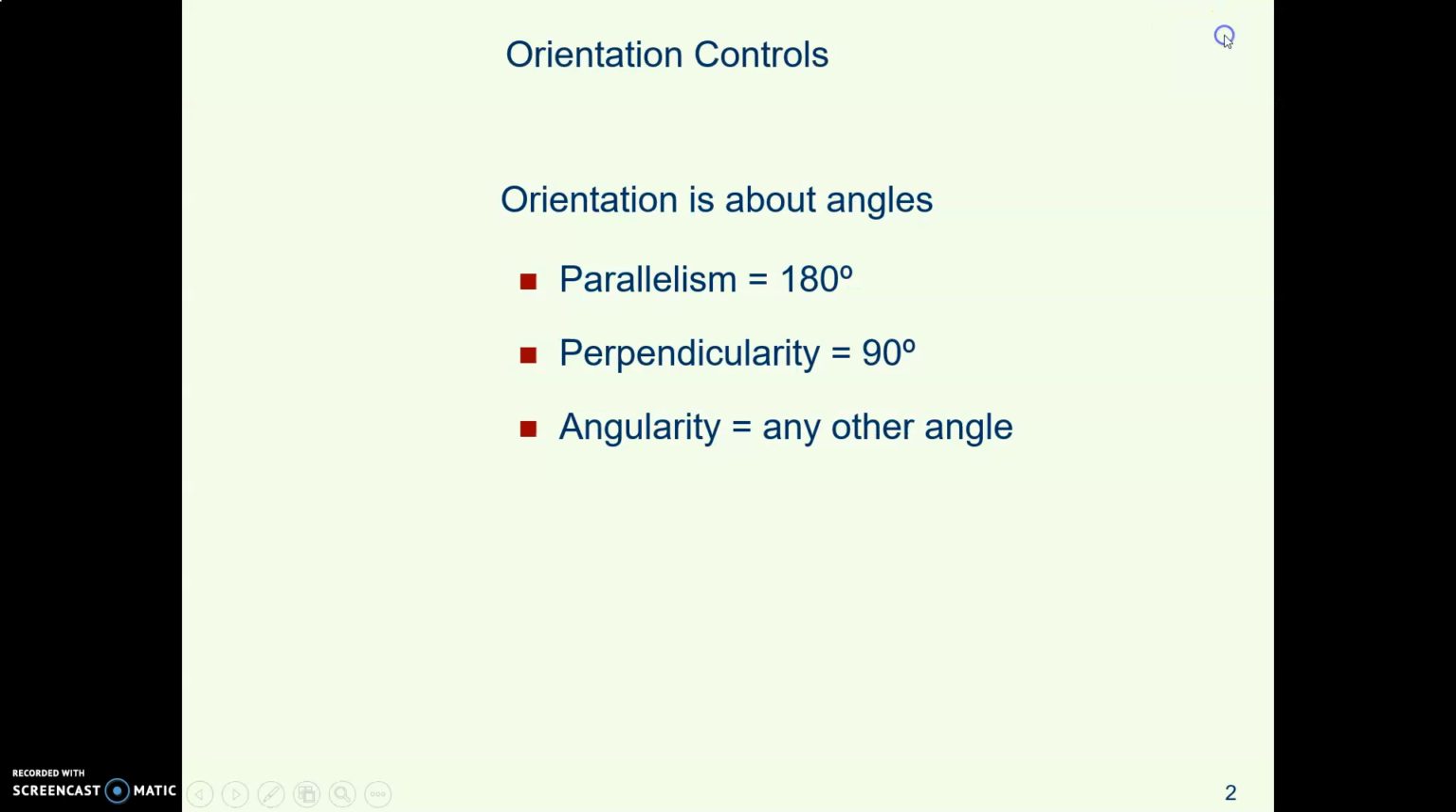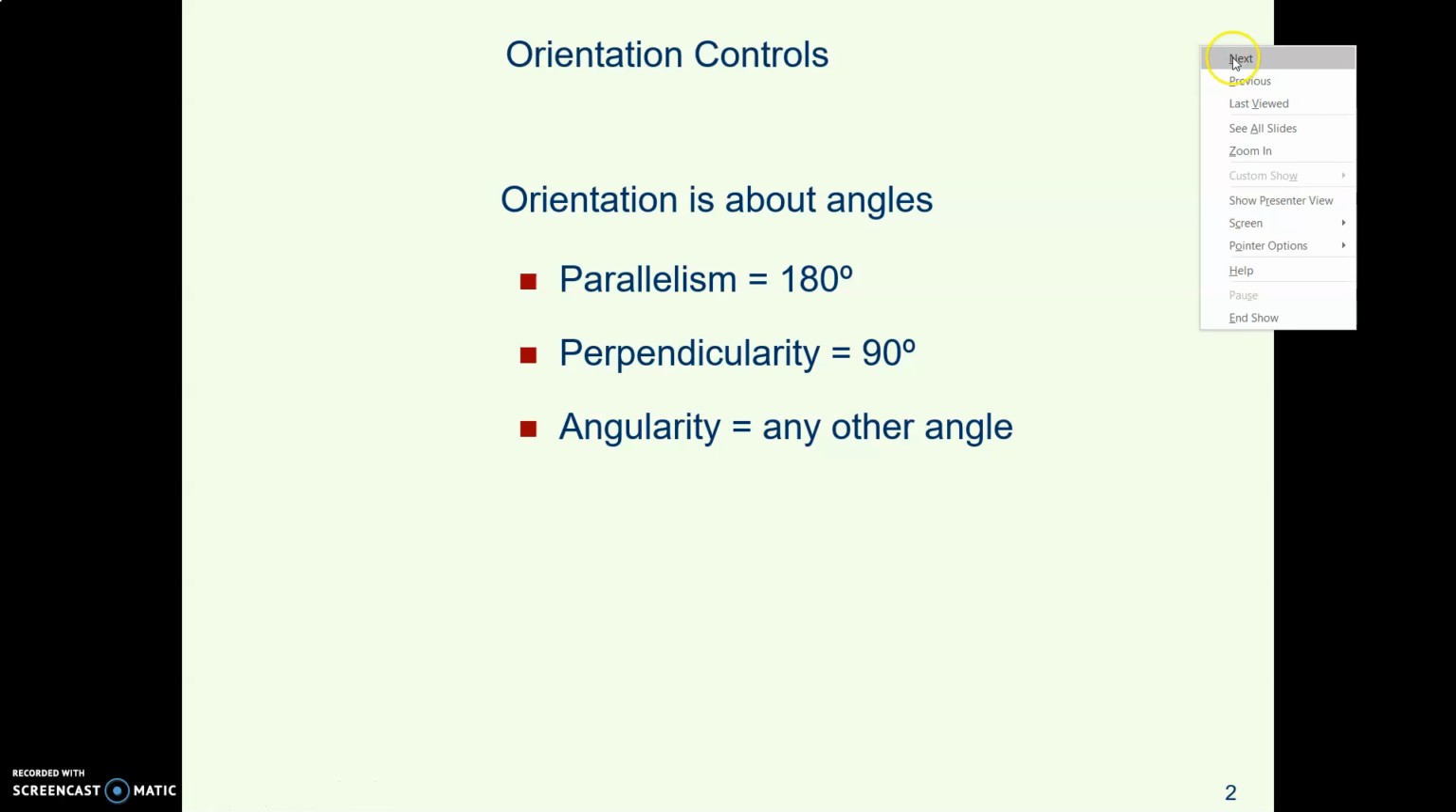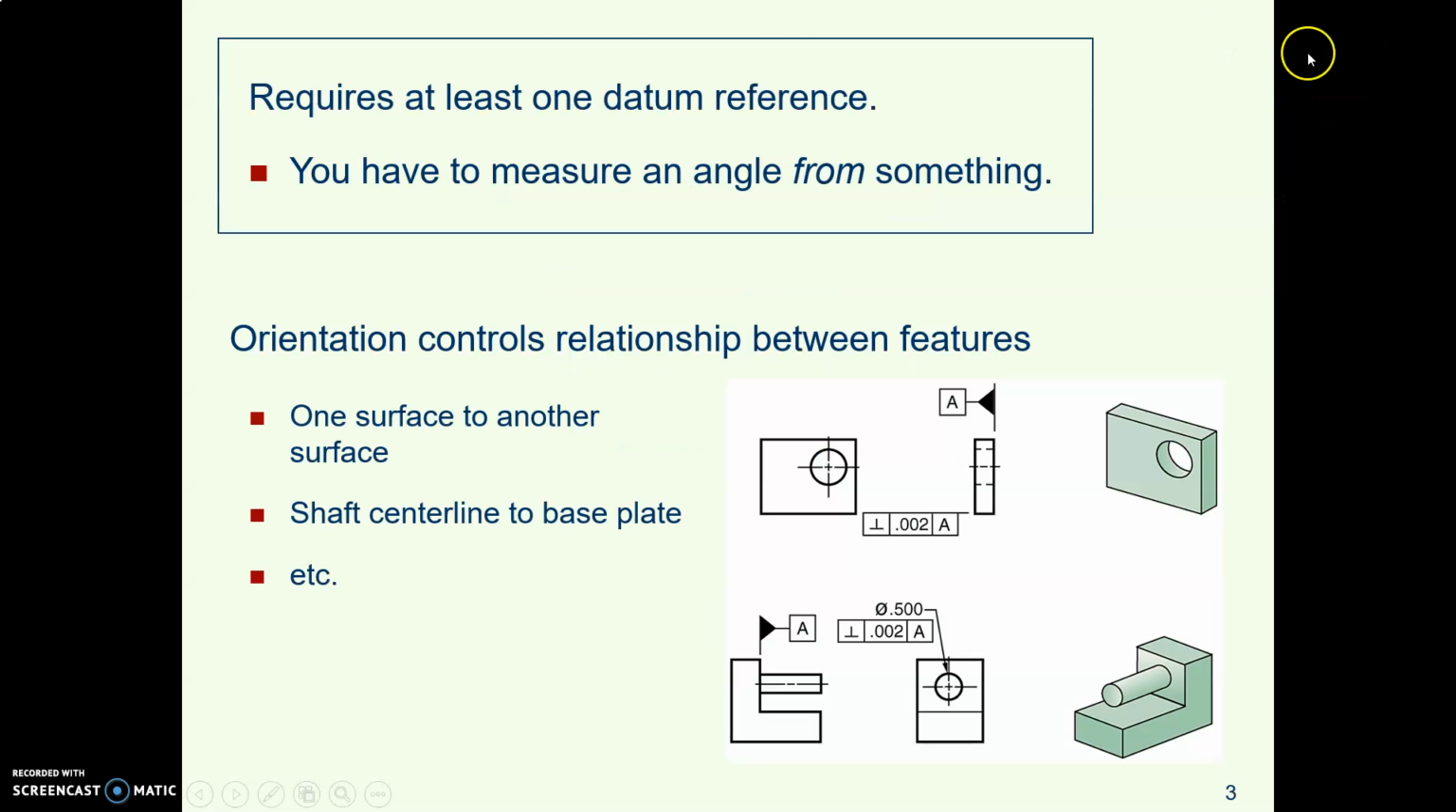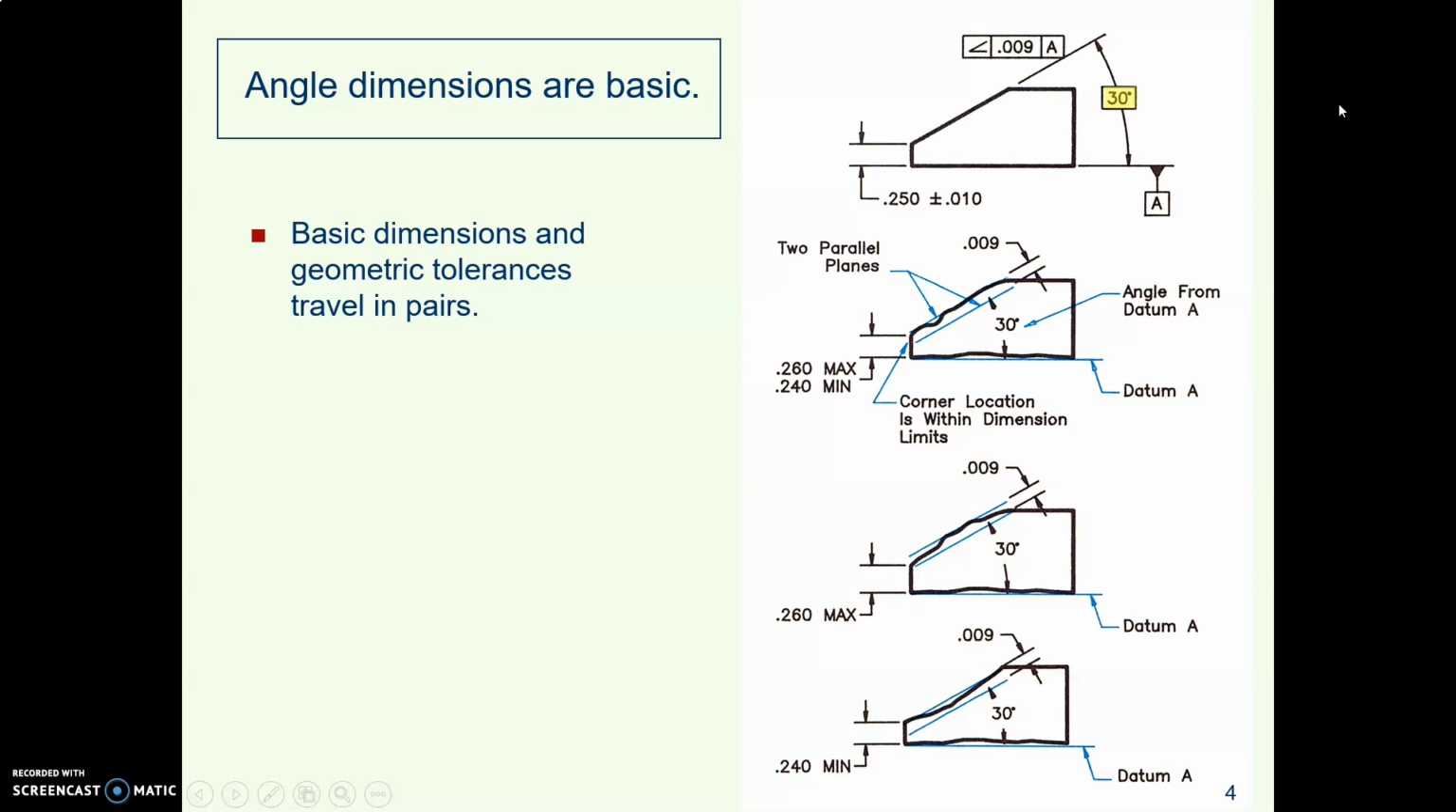Continuing on with orientation controls. Now let us think about angularity, which is an angle that's not parallel or perpendicular. And remember that we always need at least one datum with any of these orientation controls.